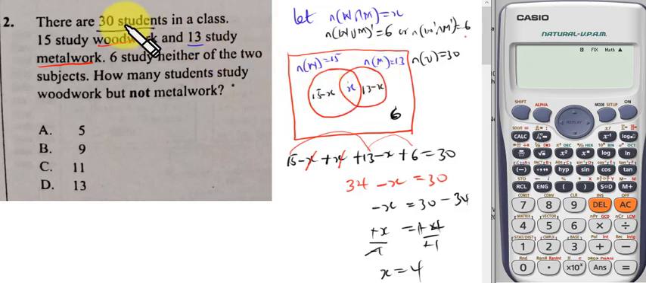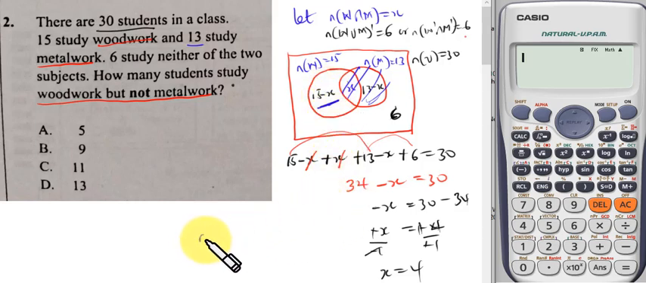All right, but the question does not ask me to find the number of students who study both woodwork and metalwork. It says how many students study woodwork but not metalwork. Now that is woodwork. So if I want woodwork but not metalwork, it means I have to cut out the metalwork. I have to cut this out. So what is left here is the number of students who study woodwork but not metalwork.